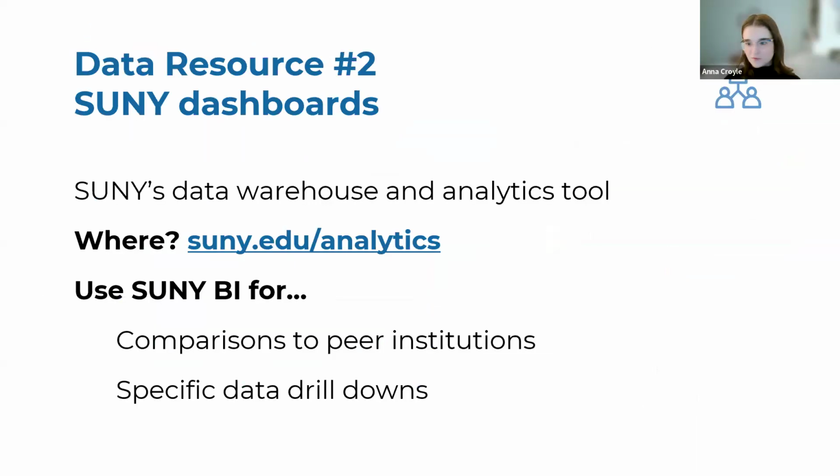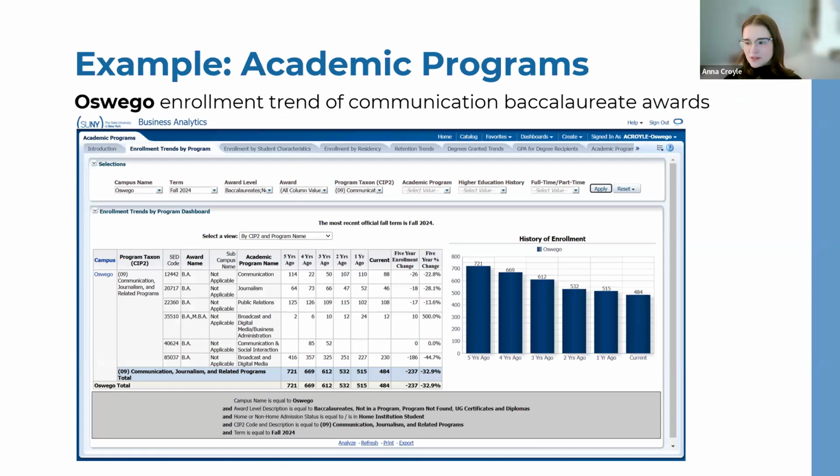All right, so that was our first data resource and kind of launching pad to dig deeper. Our second resource is the SUNY dashboards, SUNY's data warehouse and analytics tool. You can find it at suny.edu/analytics. It's really great for comparisons to peer institutions. So I'm going to do the basic example, what you can do with some dashboards that are already there. And then Debbie will provide how she might use this data for a more in-depth application.